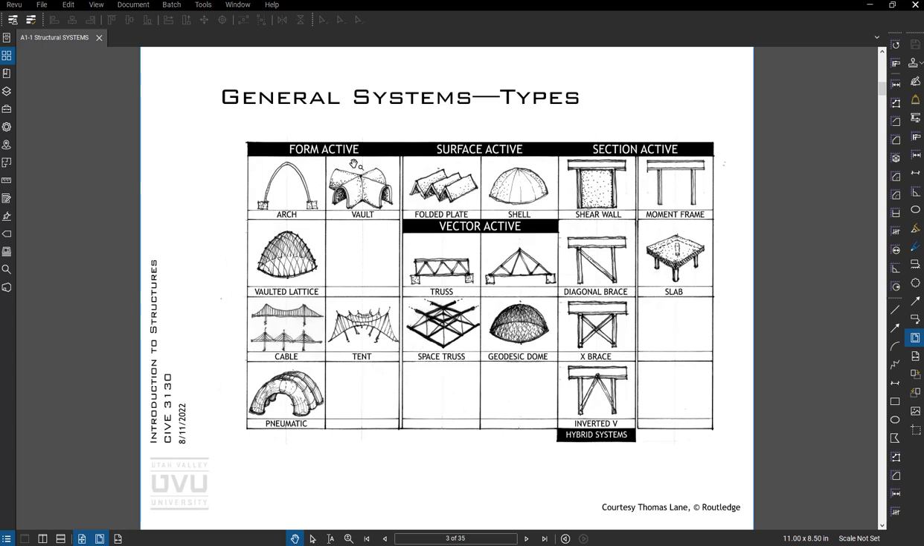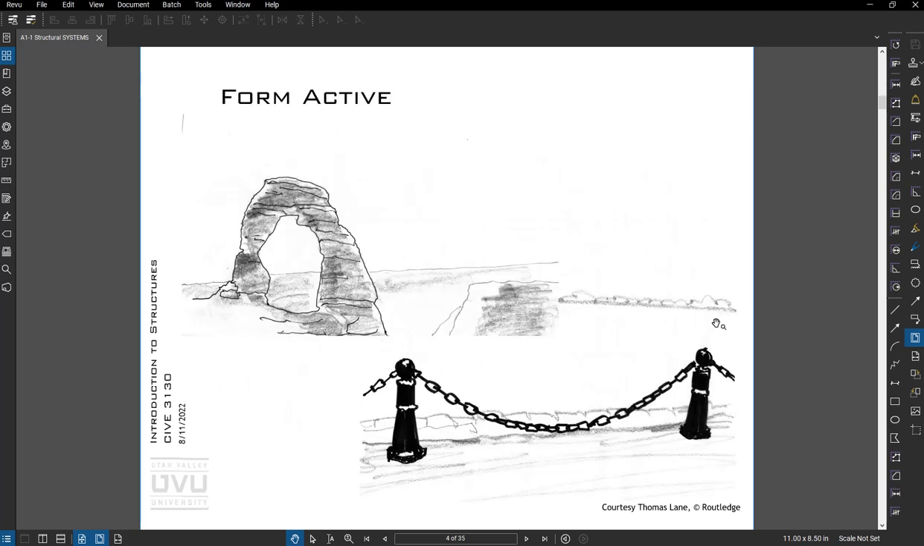So form active, we're really using the form as the primary driver. Surface active, vector active, which we do a lot of, and then section active, which we do an equal amount of as well. So form active really uses the extreme efficiency of the structure to carry the forces. So arches and cables are good examples of that, where they're highly efficient, but they have limited application or not full application to all the areas we need to have.